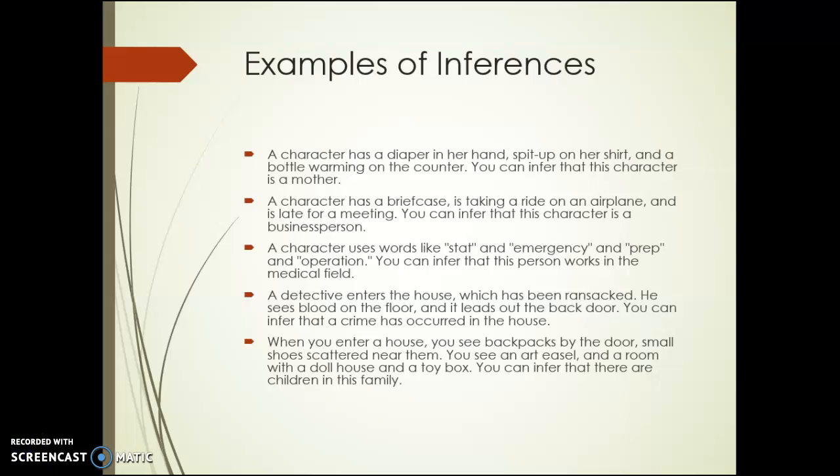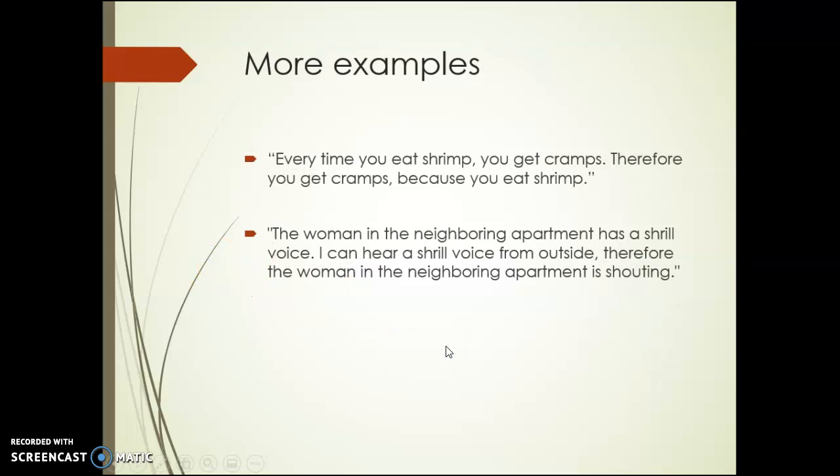Another example, a character might have a briefcase, they might be taking a ride on an airplane, and they're late for a meeting. You can infer that this character is most likely a business person. We have some more examples here that you can read and look at if you want to. I'm not going to read all of them for you. Another example of inductive reasoning, the woman in the neighboring apartment has a shrill voice. I can hear a shrill voice from outside, therefore, the woman in the neighboring apartment is shouting. I've inferred based on the information that I have.